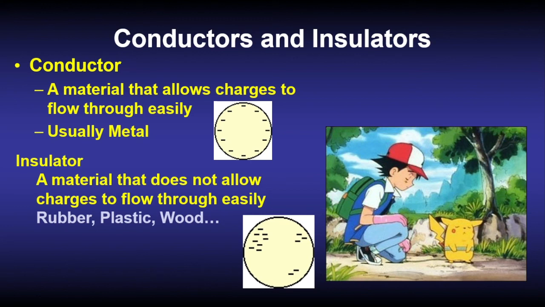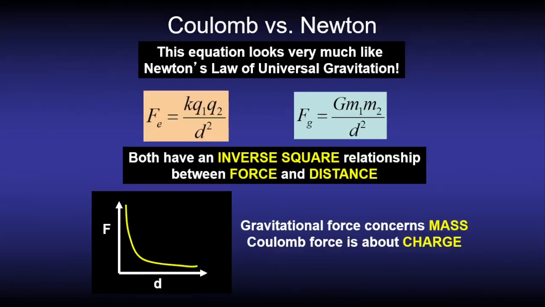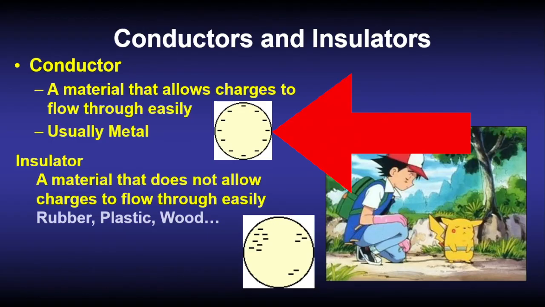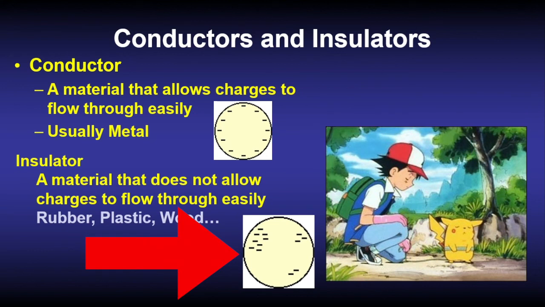So the main takeaways here, right, is Coulomb's Law. We want to make sure that we're paying attention to our charges and our distance. Distance has an inverse square relationship with force. And then conductors are materials that allow charges to flow. Insulators do not allow charges to flow. And that's it for our Coulomb's Law / electrostatic notes.